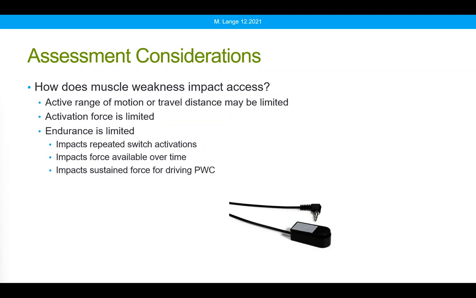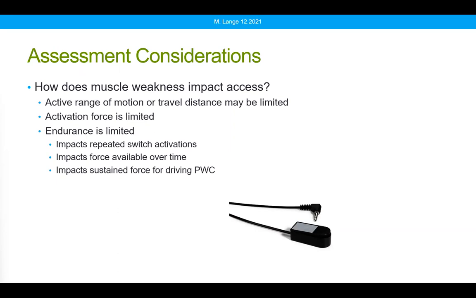And endurance is most likely limited as well. So even if during an assessment, let's say the client can reach out and actively push something and activate that switch, they may not be able to do so for long periods of time. So it's important with this population to make sure that the person can repeatedly hit the switch throughout their day. For a communication device user, for example, that could involve hundreds of switch hits. So does the person have adequate range, adequate force, but also endurance at that location and with that switch?